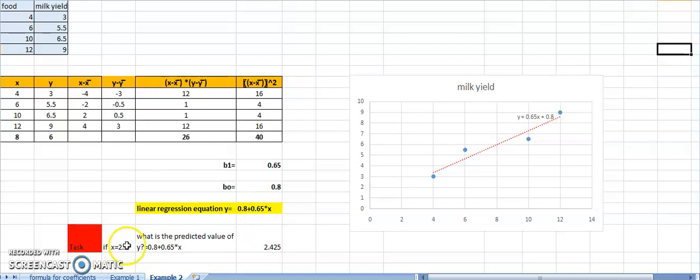Okay, so the task is, if x is 2.5, can I predict the value of y? Similarly, you substitute the value of x as 2.5 in the equation and you get the value of y as 2.425. I plot it on a graph, I get the final output. So these are two simple examples that I have picked up to explain how to solve numerically using a simple linear regression model.